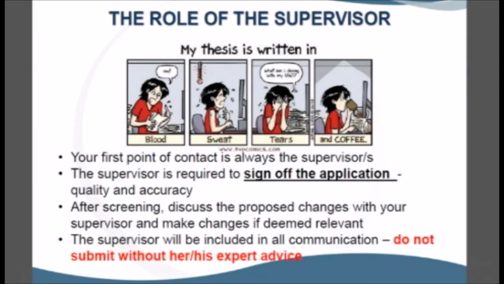Also, the final document will then be distributed to the department or the college ethics committee. You are not allowed to submit your ethics application without the consent or the assistance of your supervisor, because the supervisor must also sign the document. So please just remember, you are not allowed to submit it without the advice and the knowledge of your supervisor.